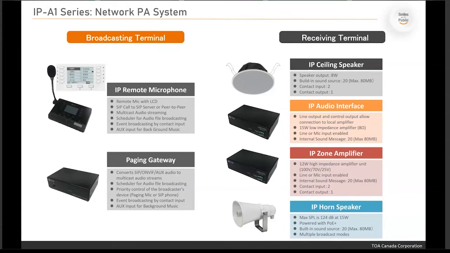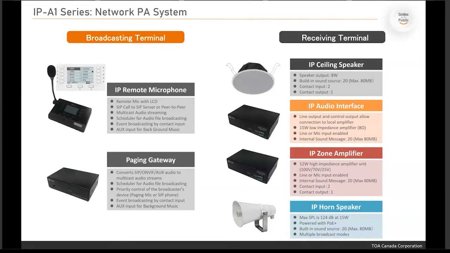The main difference between the IP audio interface and the zone amplifier is the impedance of the speaker that we'll be connecting to. So the IP audio interface will connect to low impedance speakers, and the IP zone amplifier will connect to high impedance speakers. The IP audio interface has a line output and control output to allow a connection to local amplifiers. It has a 15-watt low impedance output. It has line and mic inputs, but only one of them can be enabled at a time. And it also has an 80 MB internal memory for pre-recorded messages.